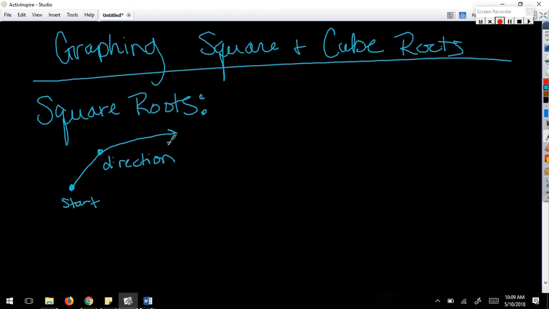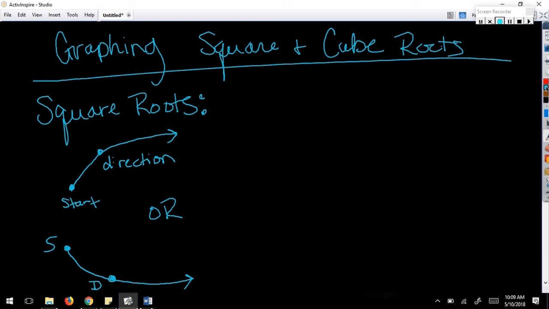It could also flip under, so it could also look like this with my start and my direction point. So either one of those is what your square root graphs are going to look like, and it's cut off because remember we can't have negatives under a square root. So I have to cut off all the negative parts there.